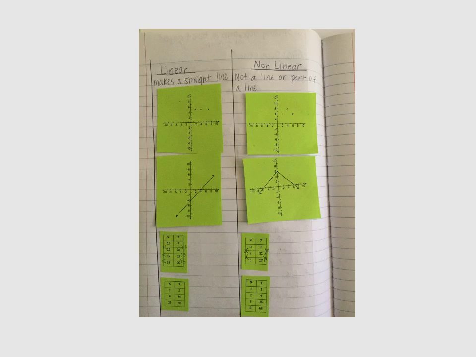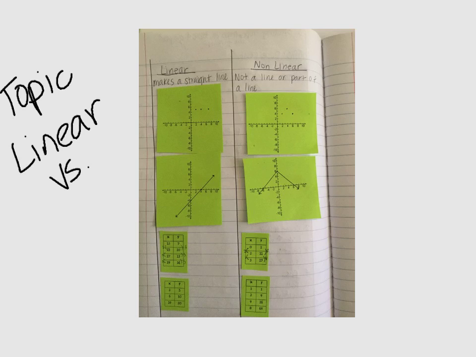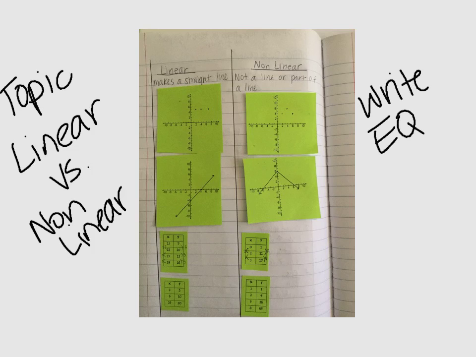This is what your notes kind of look like. I know my definition might be a little different than the one you have on your paper now. At the top, I want you to add the topic: linear versus nonlinear. And I want you all to write an essential question for today. I will be looking for this during your binder test on Wednesday. Okay?